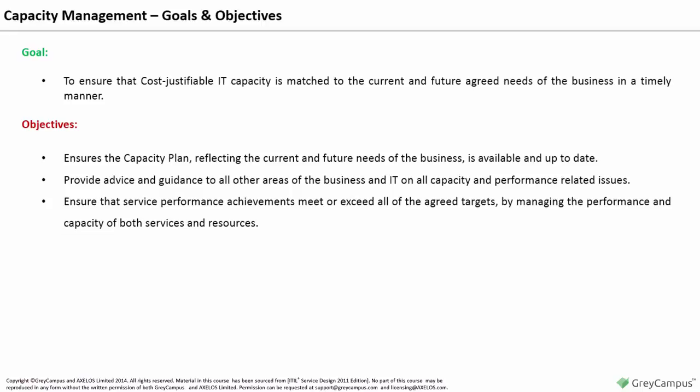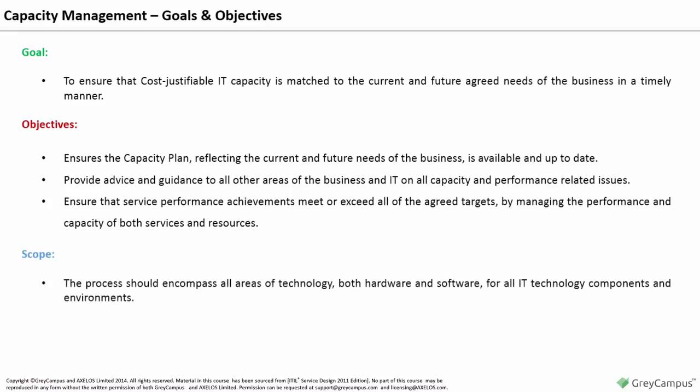The capacity management process should be the focal point for all IT performance and capacity issues. Capacity management considers all the resources required to deliver the IT service and plans for short, medium, and long-term business requirements. The process should encompass all areas of technology, both hardware and software, for all IT technology components and environments. Capacity management should also consider space planning and environmental systems capacity.